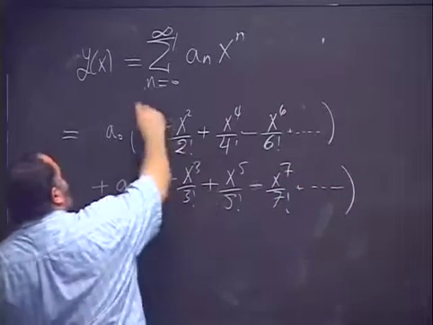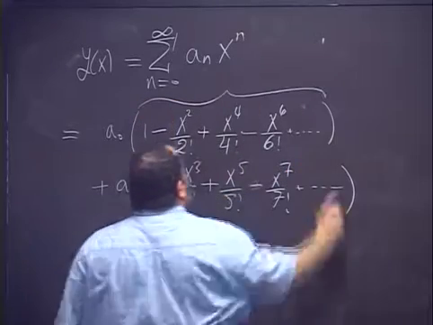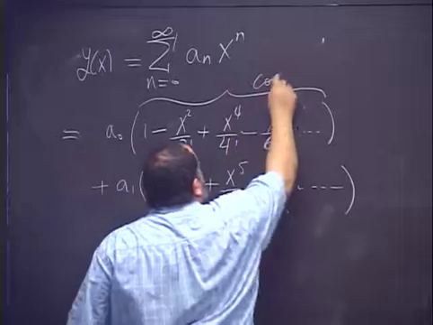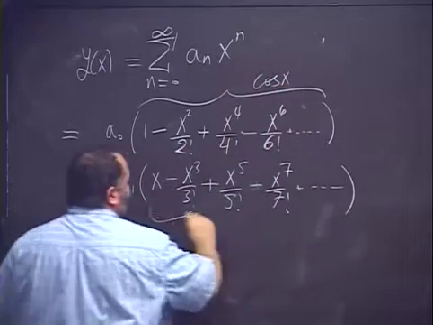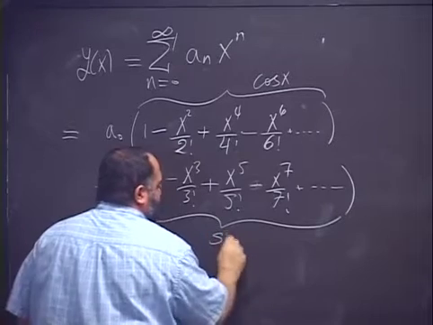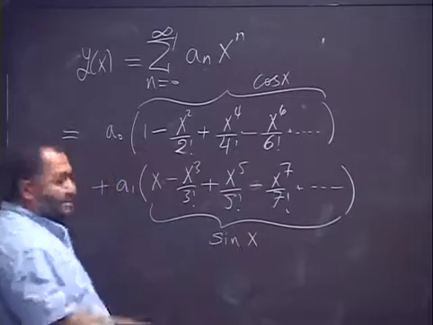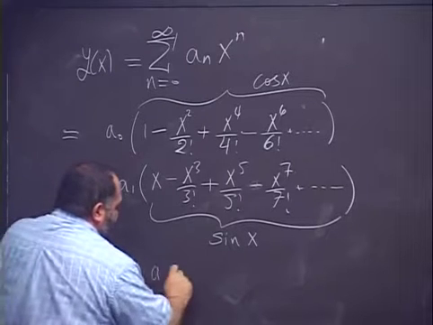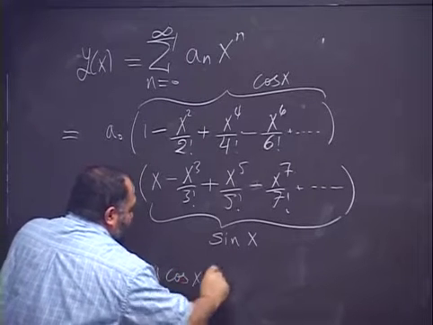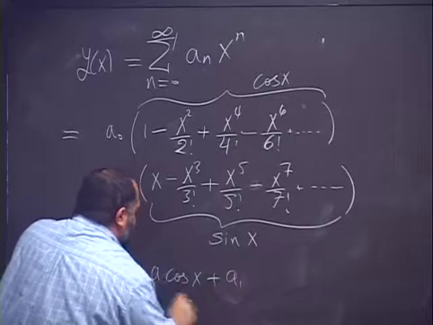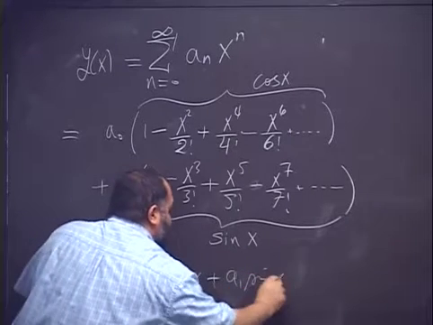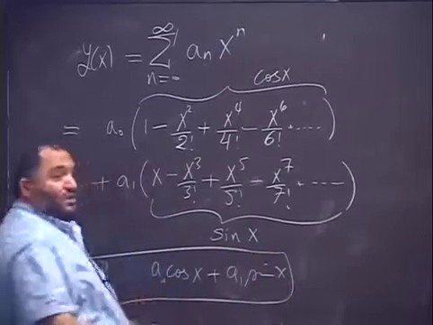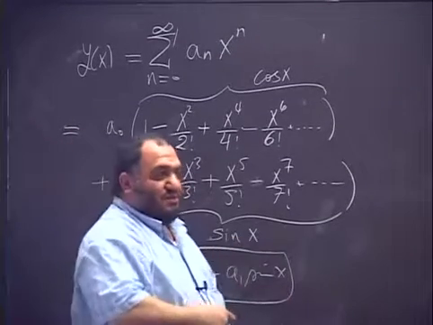So what's this? That's a cosine. Yeah, so this is cosine x. And what's this? I showed to you last time. Yes? So this will give us A0 cosine x plus A1 sine x, which is the same solution we got from the analytic method.